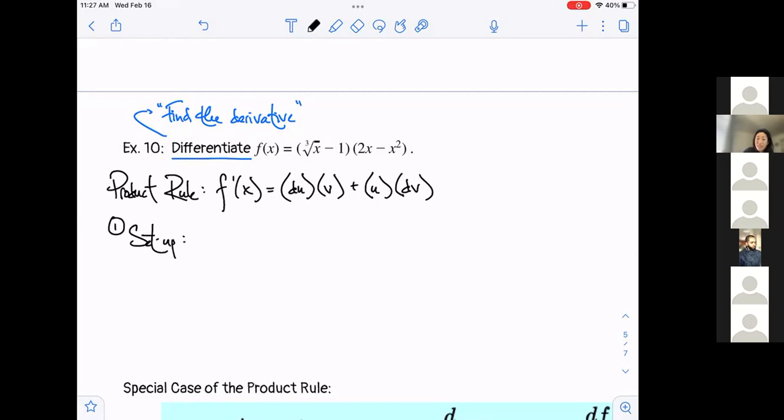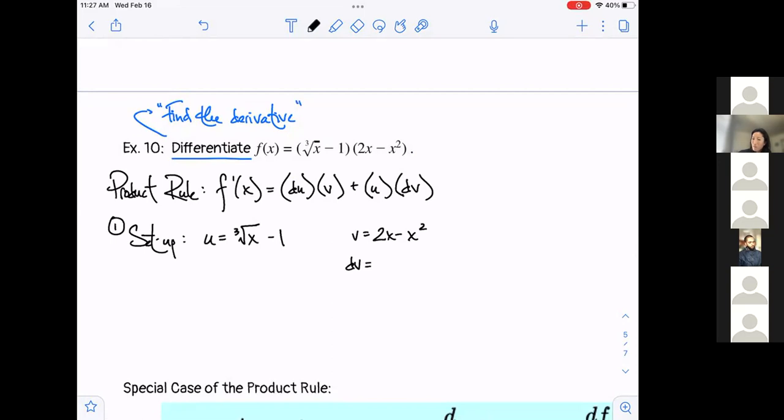Let's go ahead and set things up. Set things up meaning our u is this cube root of x minus 1. Our v is 2x minus x squared. And we also want to find our du and our dv. Let's start with the dv. I think that one is a little bit more accessible.